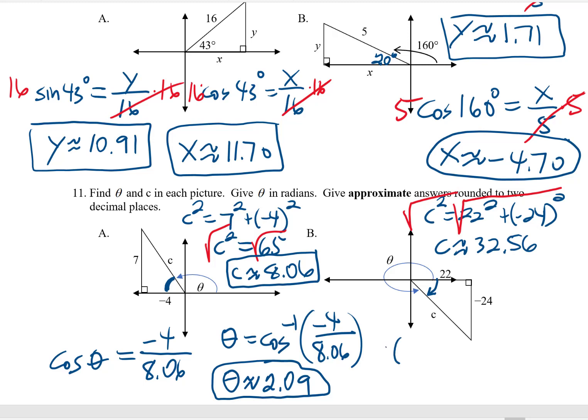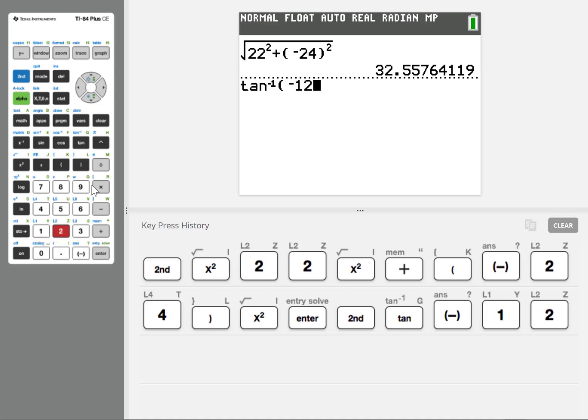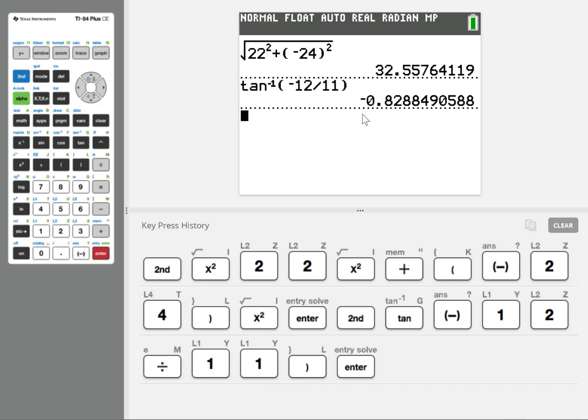Let's set up a tangent statement, then I can use the numbers that were in the original picture. So I'll say tangent alpha, I'm going to call this thing alpha, is equal to opposite, negative 24, over adjacent, 22. Alpha then would just be the inverse tangent of that ratio. I could reduce it to negative 12 over 11 or leave it alone. The calculator won't care. Let's see what the calculator gives me here. Tangent inverse of negative 12 elevenths. I got negative 0.83 radians.